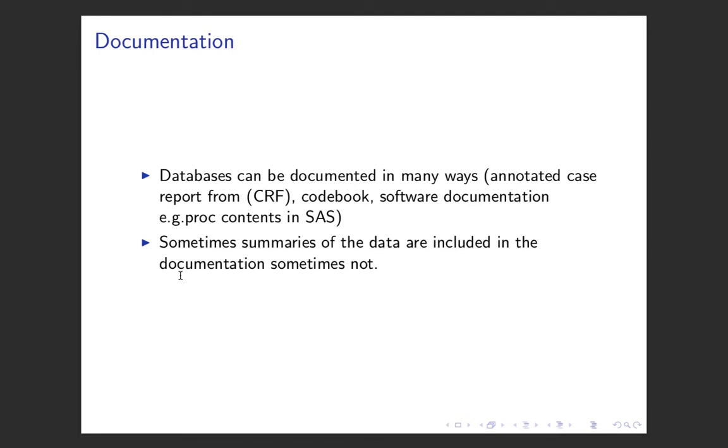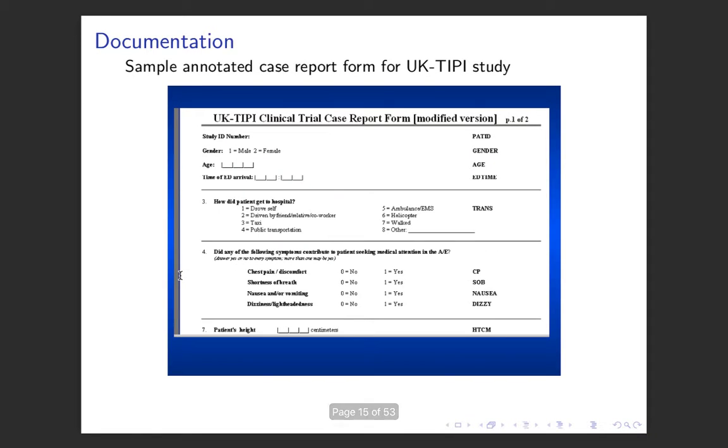In R, you can do a dimnames statement to get a list of the variable names, and then you can get the attributes of those variables as well. And sometimes you might actually want to include summaries of the data in the documentation, like what are the different possible responses, and what does it look like that people have actually responded. So here's a case report form from an old study.